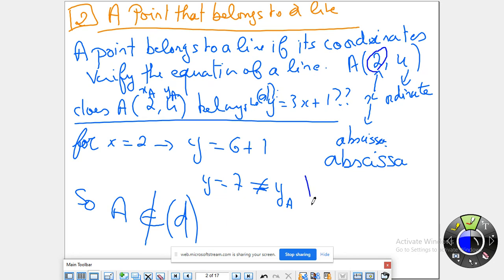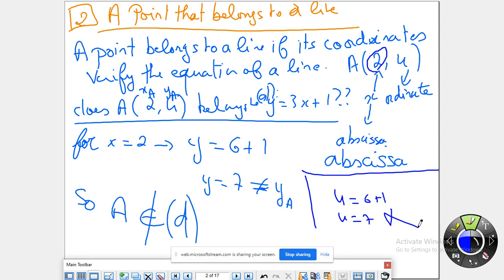Or if you replace both x and y, you're going to have a wrong answer. If I have 4 equal 3 times 2, 6, plus 1, 4 is equal to 7. Is it right or wrong? It's wrong. What does it mean? It means A doesn't belong to the line.